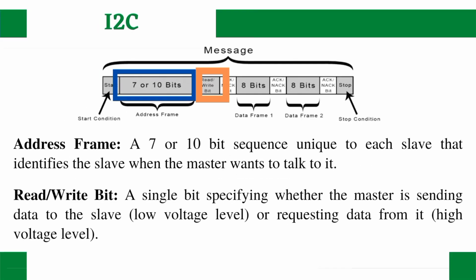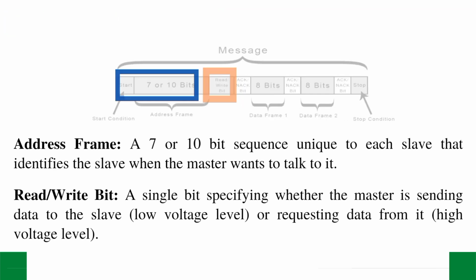Next, address frame, a 7 or 10 bit sequence unique to each slave that identifies the slave when the master wants to talk to it. Next to the address frame, read or write bit. In the read or write bit, a single bit specifies whether the master is sending data to the slave or requesting data from it. While sending data, the voltage level is low, and while requesting data, the voltage level is high.